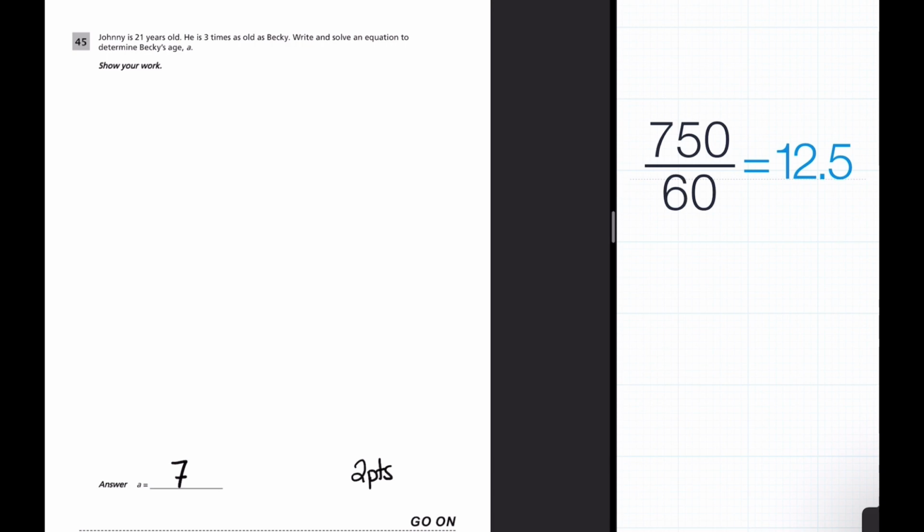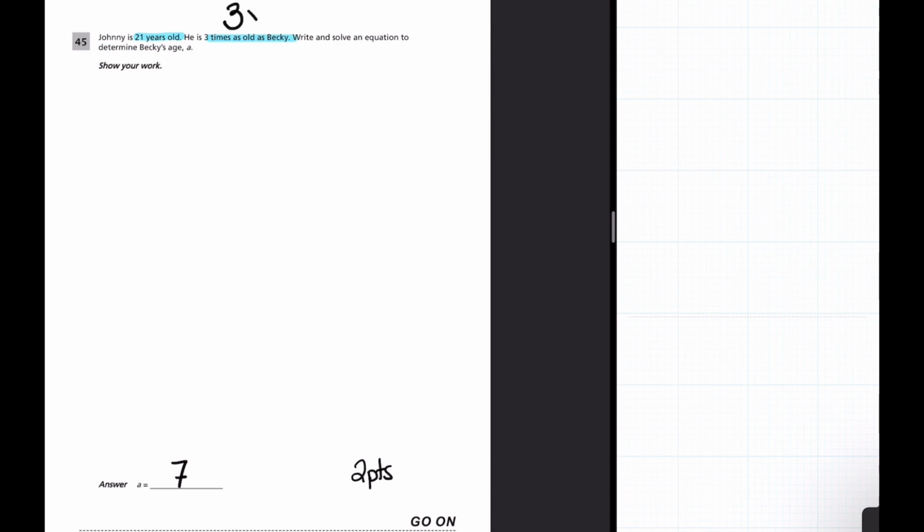Another 2-point question. This one's actually pretty simple. I won't need the calculator for this. Johnny is 21 years old. He is 3 times as old as Becky. So he's 3 times Becky's age. And so I know 21 is equal to 3 times Becky's age. Write and solve an equation to determine Becky's age.